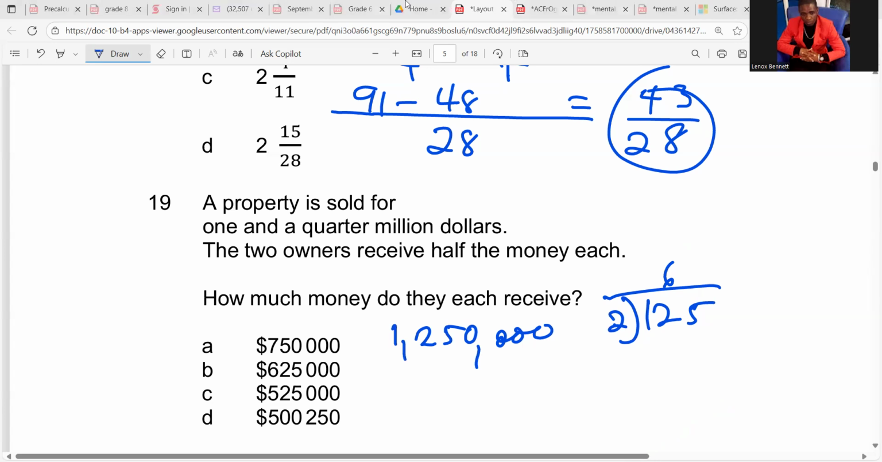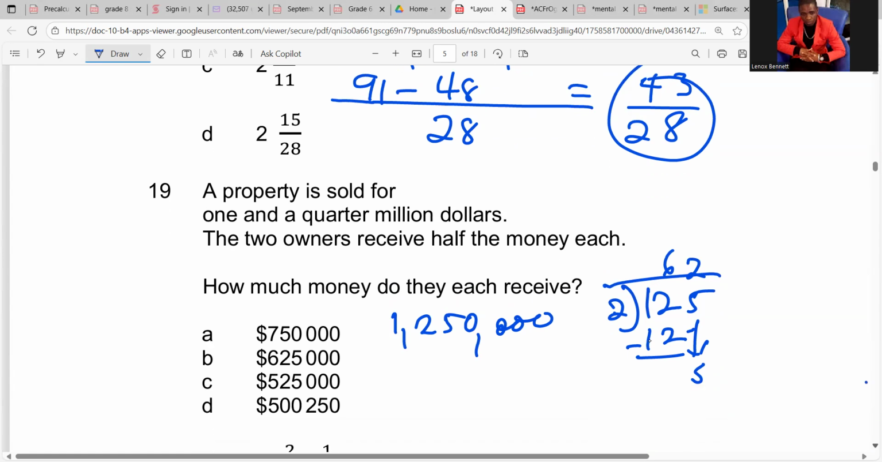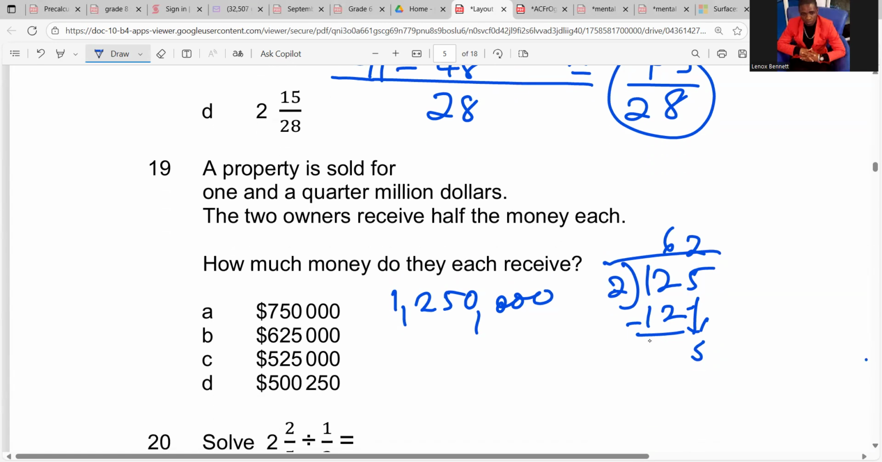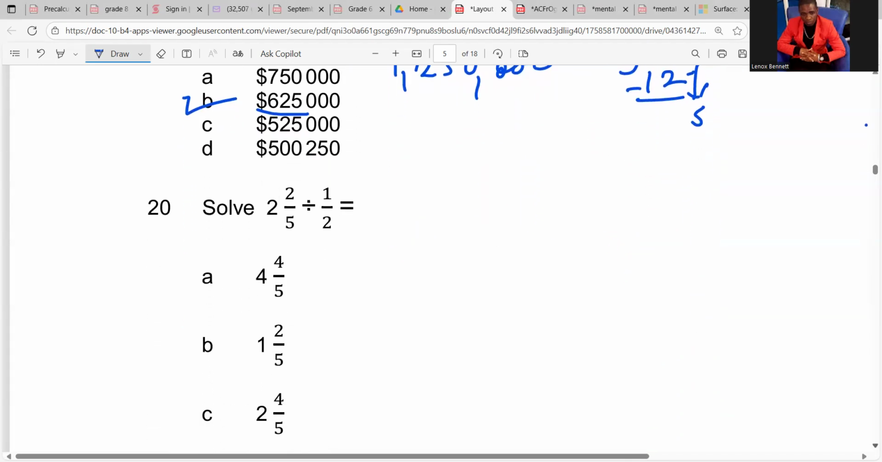So we have 2 into that. 2 sixes are 12, subtract, you get 0. Carry down your 5. 2 into 5, 2 times, and then I get 0.5. So that means it should be 625, and then we just add back the zeros. So that would have been B. Remember, in a multiple choice exam, time is very important.